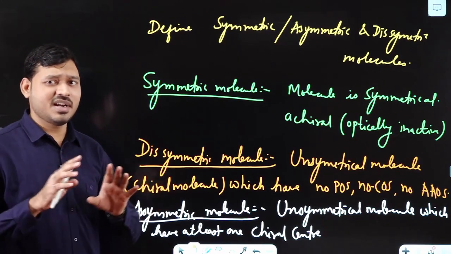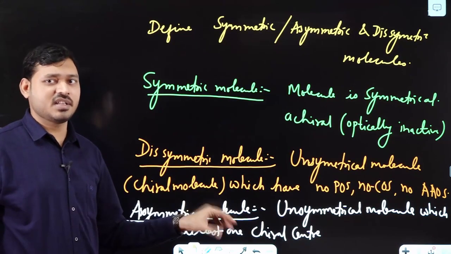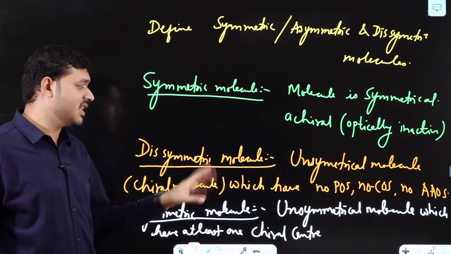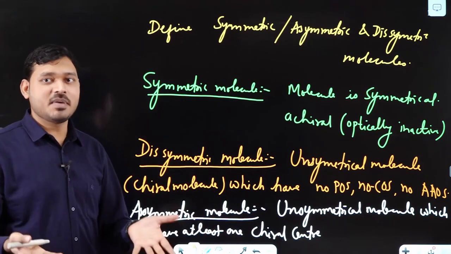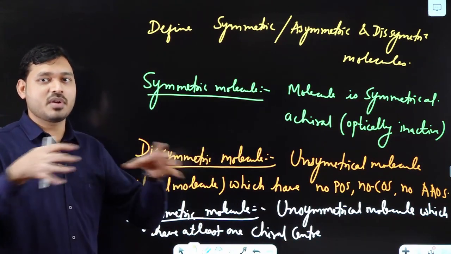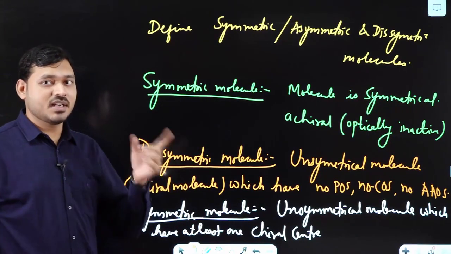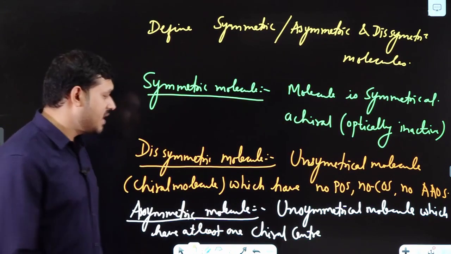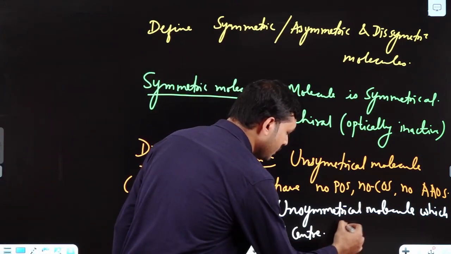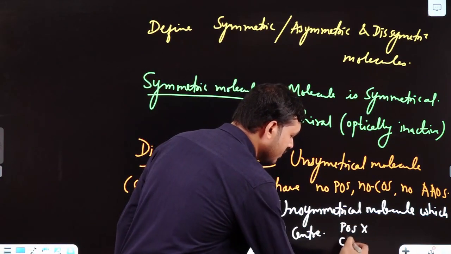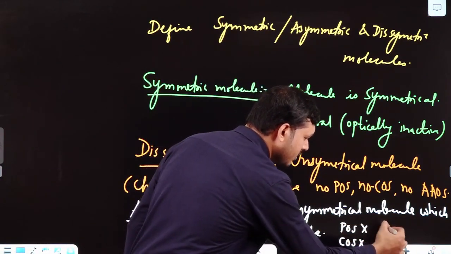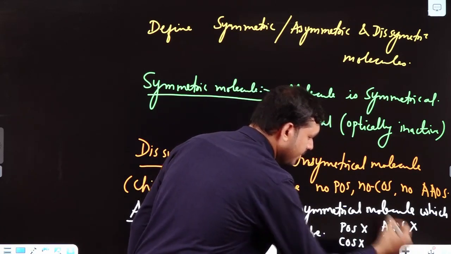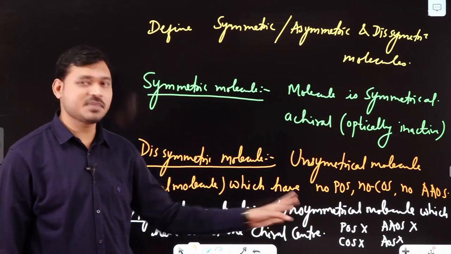Okay, it is not necessary that due to that chiral center it is optically inactive or active, right? But the compound is unsymmetrical. That unsymmetry may be due to biphenyl, due to cumulenes or all these cases, but at the same time it is having chiral center also or chiral carbon. Okay, means I can simply say no POS, no COS, no AAOS, no AOS. Okay, remember all these four are absent.